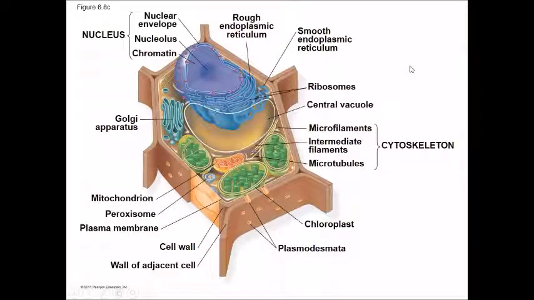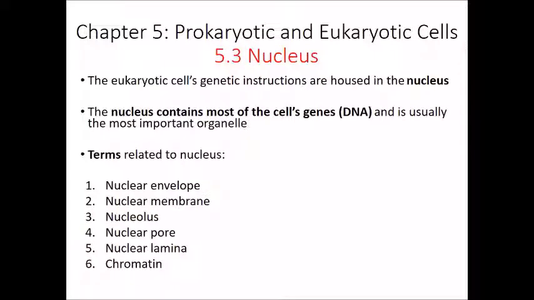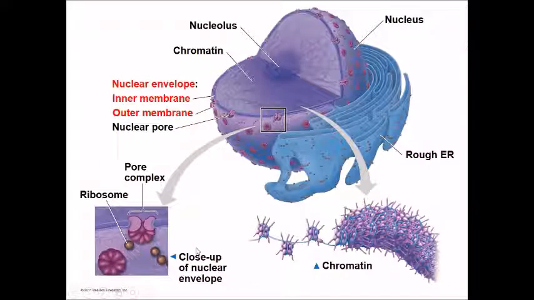Thank you. The most important organelle is the nucleus. The nucleus is where the DNA is located, and it also contains the cell's genetic instructions. Terms that are usually related to the nucleus are nuclear envelope, nuclear membrane, nucleolus, nuclear pole, nuclear lamina, and also chromatin. So let's look at how it looks.